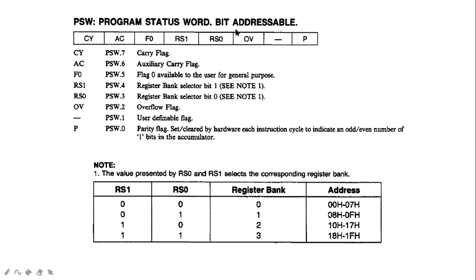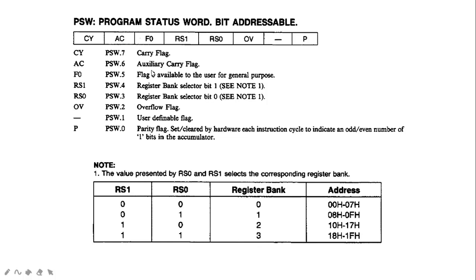So with RS0 and RS1, 00 means it selects bank 0, 01 means bank 1, 10 means bank 2, and 11 means it selects bank 3 from the address locations 18H to 1FH.